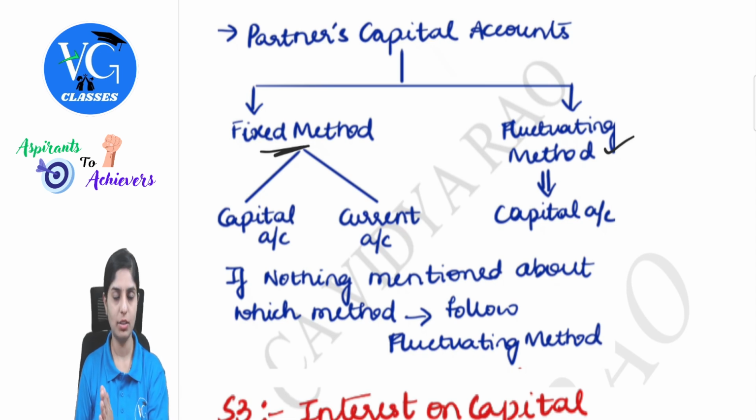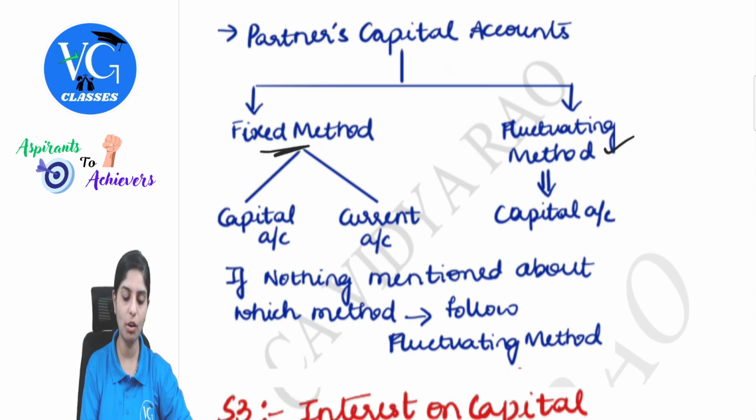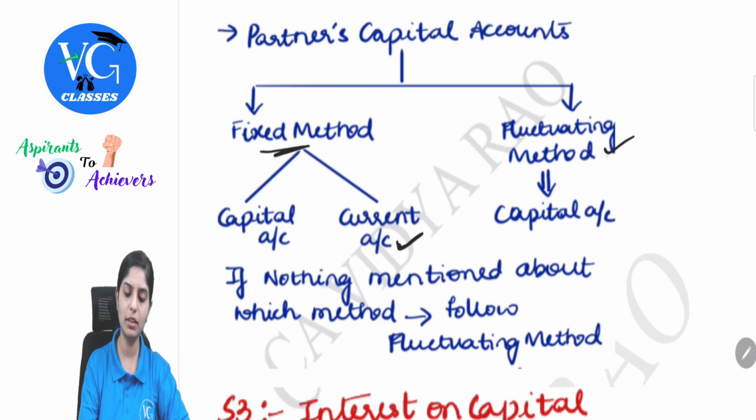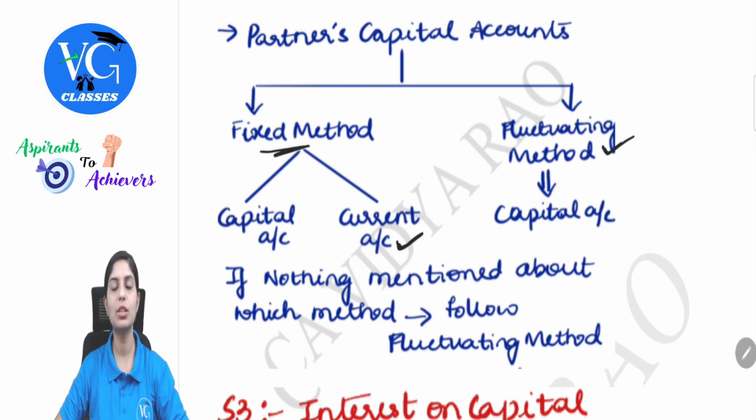All other transactions with respect to partners' salary, drawings, or interest on capital or drawings will be impacted by preparing a separate account called the current account. So this is as per the fixed capital method. There is another method, the fluctuating method. As the name itself says, every transaction will be impacted to the capital balances. So everything will be reflected in the capital account itself.